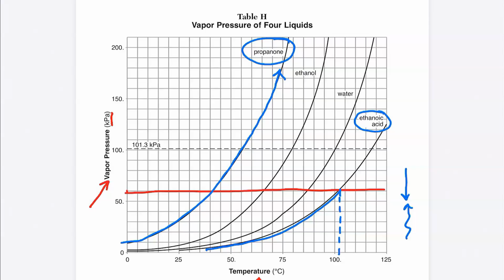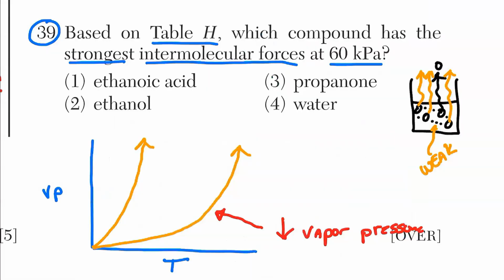So ethanoic acid is resisting evaporation. It is the one with the lowest vapor pressure. Well, it's the one that has the flattest curve, so to speak, in this case. Okay? So 39 is number one. This is the curve that resists evaporation.